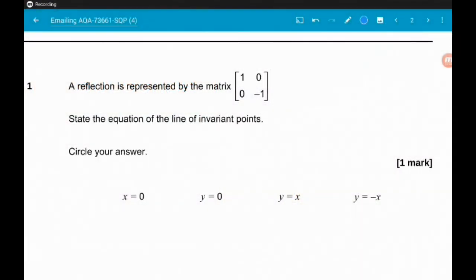Okay, question 1. A reflection is represented by the matrix 1, 0, 0, minus 1. We want to state the equation of the line of invariant points. Invariant points are points that don't move when the transformation, here the reflection, takes place.